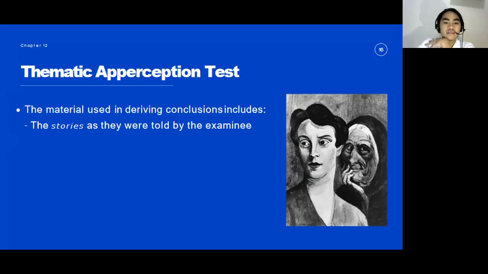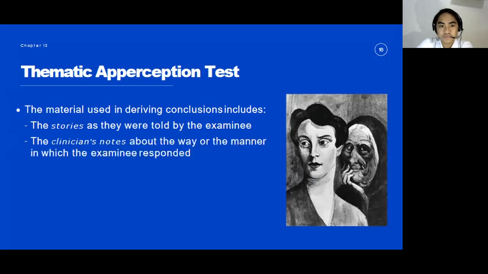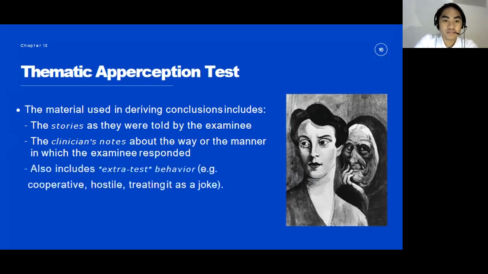So we make a mental note of it, or perhaps in our age, we would do a recording. And the clinician's notes about the manner in which the examinee responded. It also includes extra test behavior. Are they cooperative? Are they hostile? Do they treat the therapy or the test as a joke? It gives us an insight into how they are thinking and feeling.